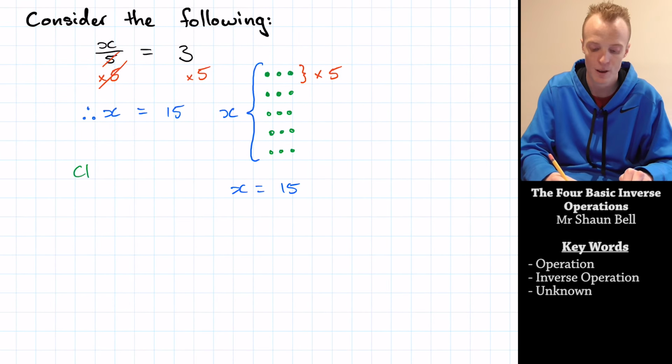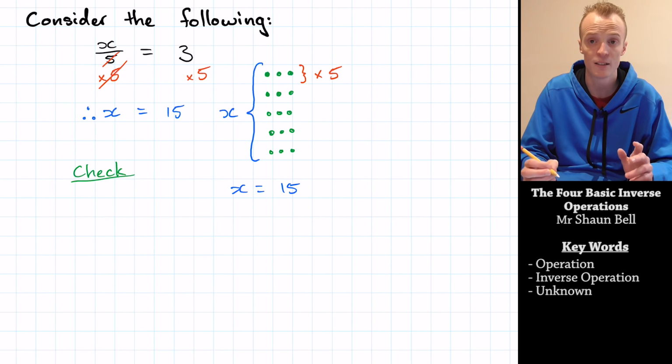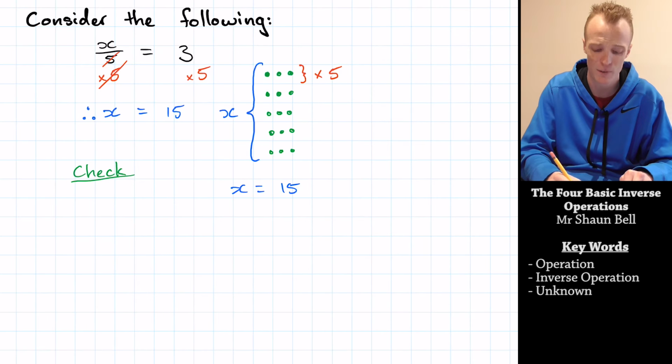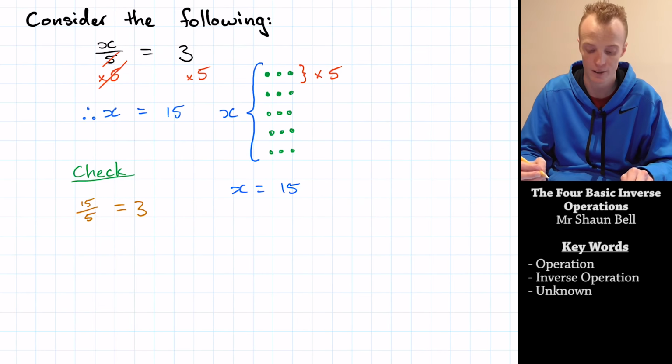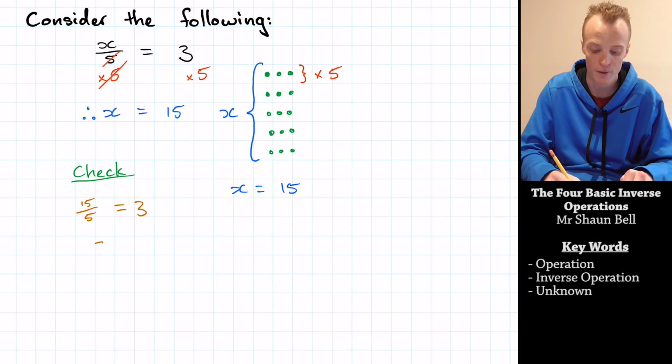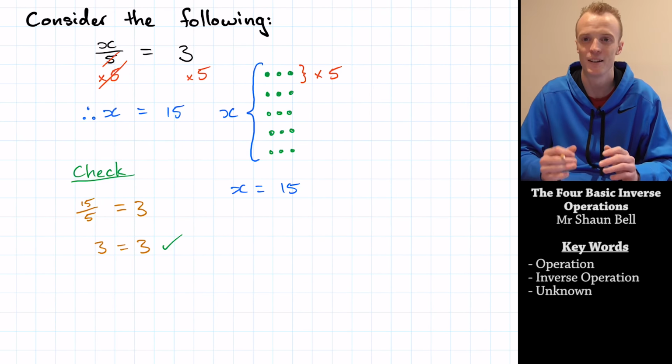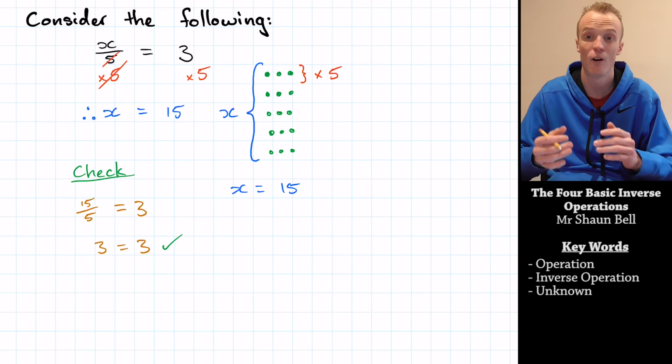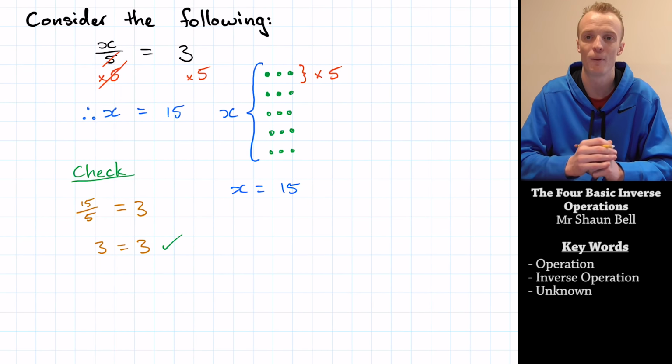But of course, we can check our answer, so let's do that now by using substitution. We had x divided by 5, but we're saying x is 15. So 15 divided by 5 should equal 3 if we've found the correct solution. 15 divided by 5 does equal 3, therefore we've found ourselves the correct solution. So to summarize, the inverse of division is going to be multiplication.